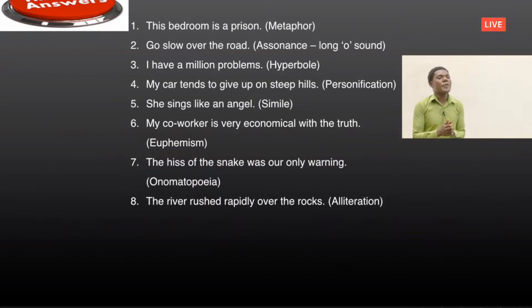Last one. The river rushed rapidly over the rocks. Alliteration. The river rushed rapidly over the rocks. Good. Alliteration. So let's just quickly recap those. Number 1, the bedroom is a prison, metaphor. Go slow over the road, assonance, the long O sound. I have 1,000,000 problems.